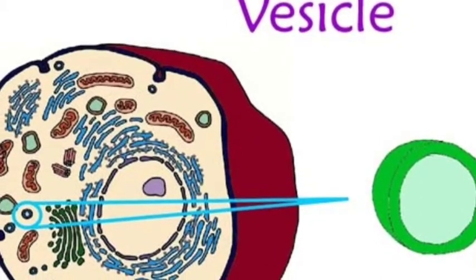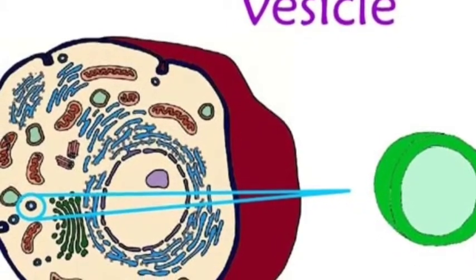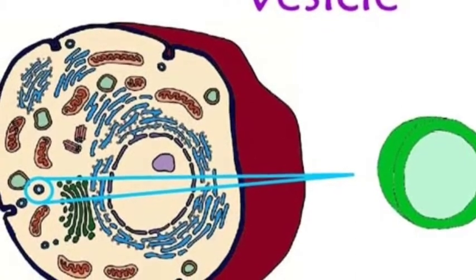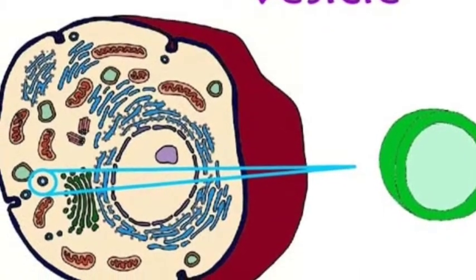Now we will look at a vesicle. A vesicle's job is to store and release substances as the cell needs them. Time to go back to the school.